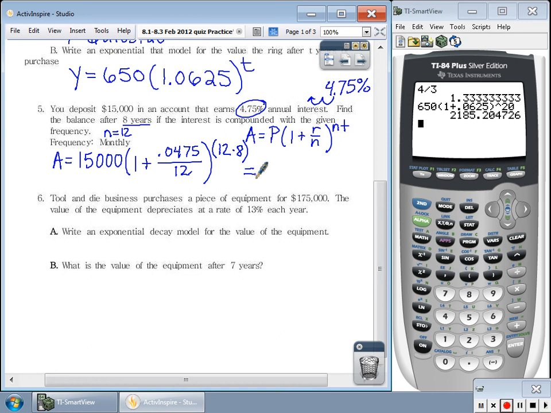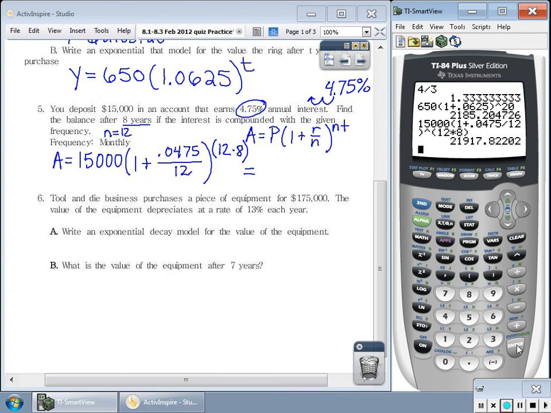So in our calculators, 15,000 times 1 plus 0.0475 divided by 12, and then we're going to raise that to the 12 times 8. And so we're getting the value of the ring is $21,917. And we're not going to round this 2 up because that's a 2.